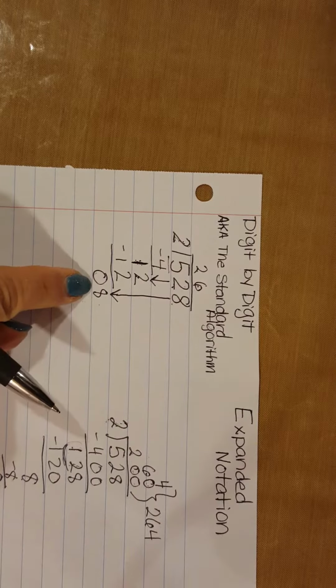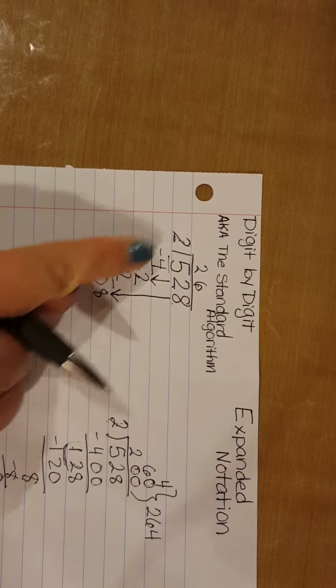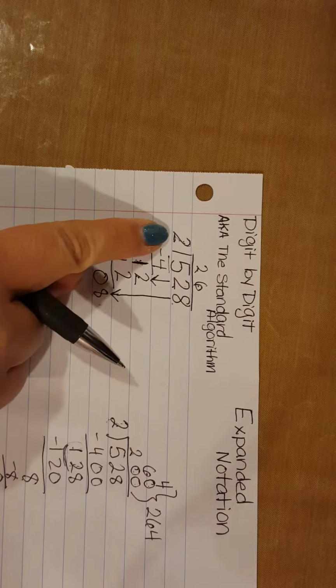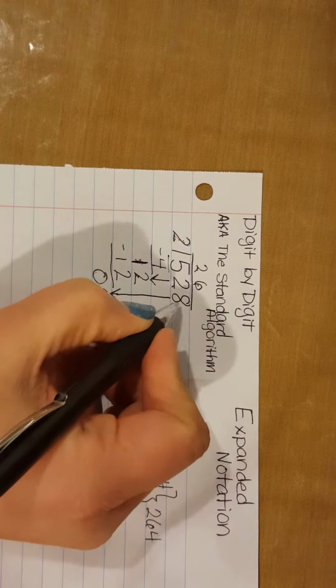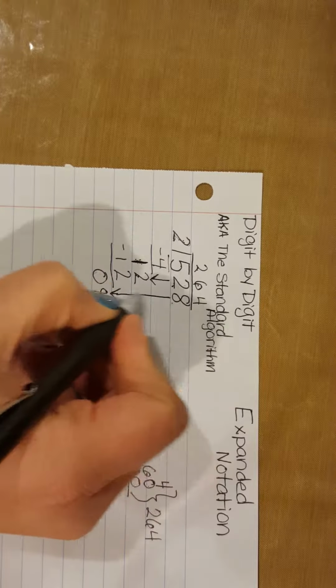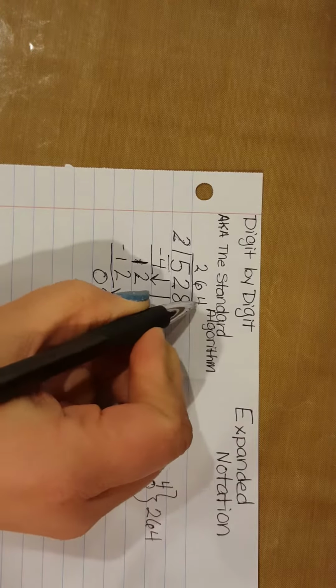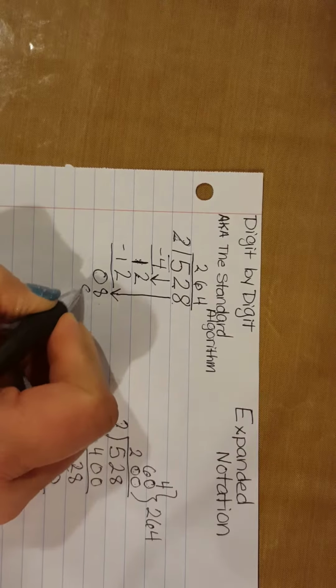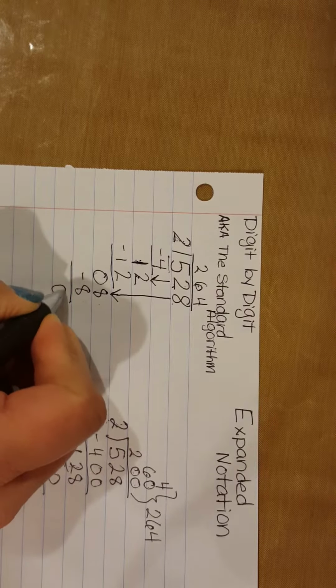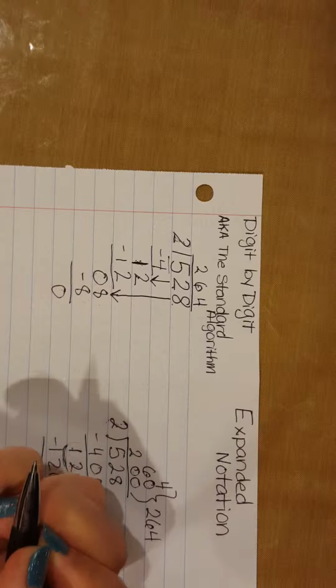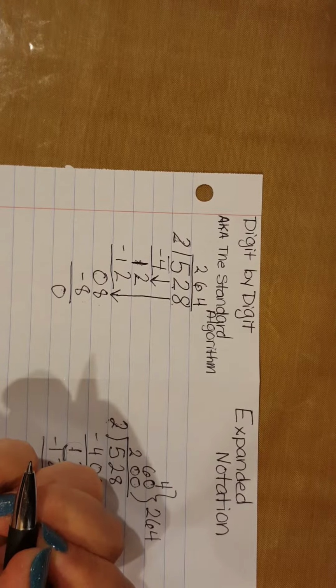I am now going to divide the last digit 8 by 2. 8 divided by 2 is 4. I'm going to write my answer above the ones place and then check for leftovers. 4 times 2 is 8, and when I subtract, I get 0 leftovers or 0 remainders.